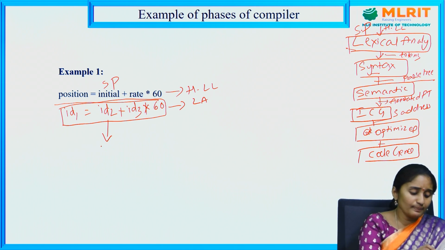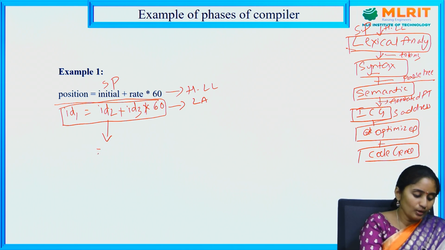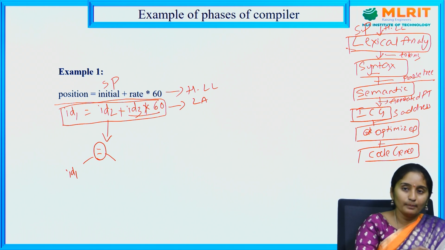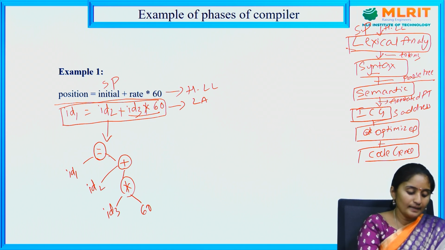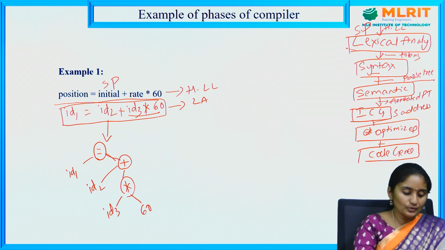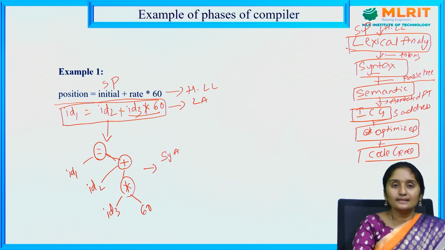So the parse tree we are going to generate here. The equal to operator, on the left I have id1, and on the right, what operation am I going to do here? Multiplication has the highest priority, id3 into 60. And the next, id3 into 60 plus id2. So what phase is this? This is the syntax analyzer phase.